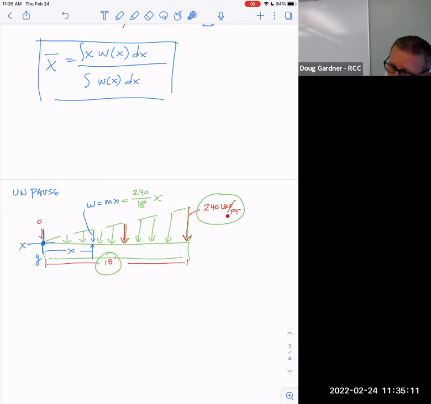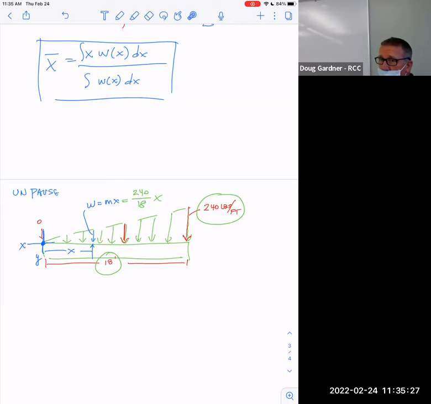18's cancel. Yeah, I get 240. Does the middle work? We know the middle is supposed to be 120. The middle would be x is 9, right? So my x distance is 9. 9 and 18 is 2, and then 240 divided by 2, it's working. Do you see that? I get 120.